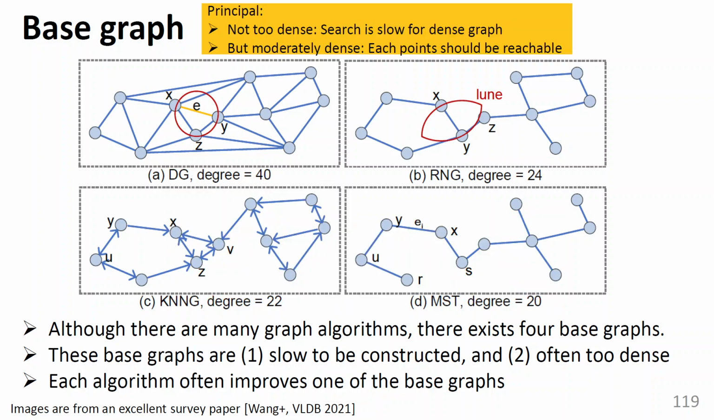Okay, so let's briefly review these structures. The basic principle is the graph should not be too dense. If it's a too dense graph, with too many connections between nodes, it will make your search slow. So we hope it's moderately dense. But you should make sure that each point is reachable. You can go from one point to any of the points. You should make sure it's reachable.